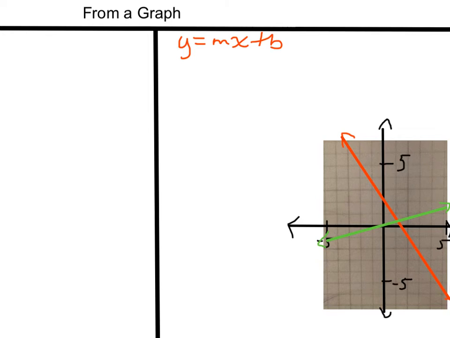So I'm going to start on my red line, and when I come to a lattice point, I'm going to stop and put a mark there, and I have one right there. Then I'm going to keep on going, and I see that I have another one right there. Keep on going, I have another one right there. So I can go to any one of these points. It doesn't matter which point I go to. I'm just going to make sure that I do my slope triangle correctly.